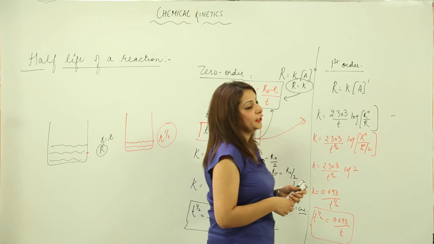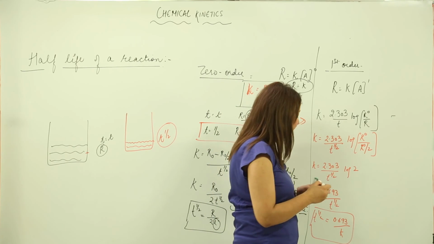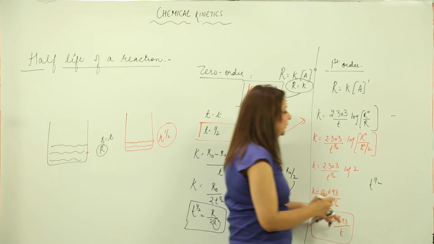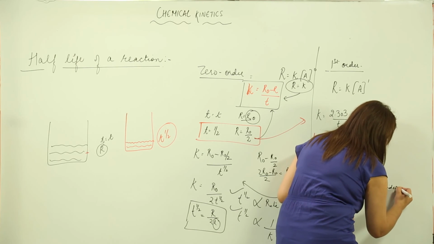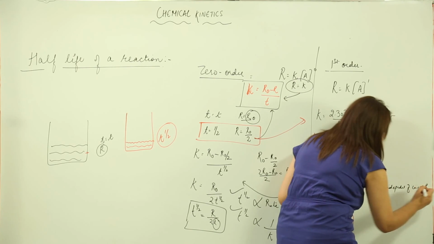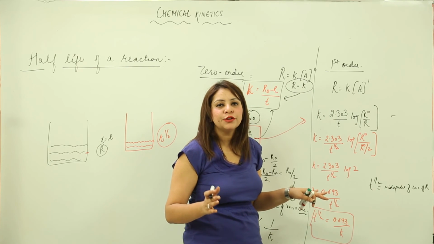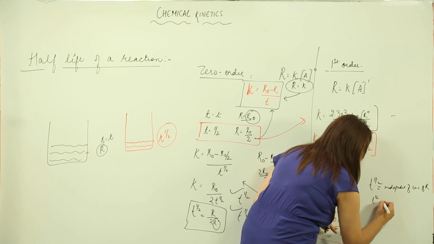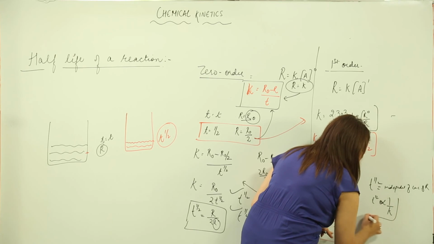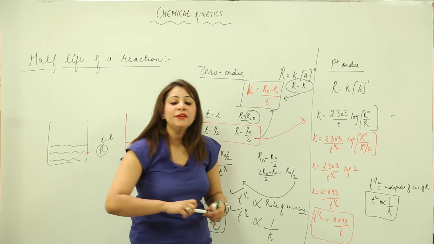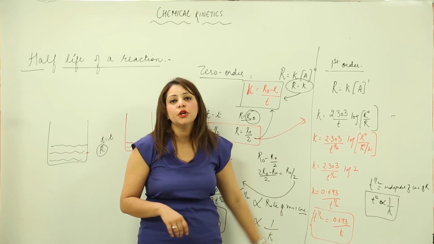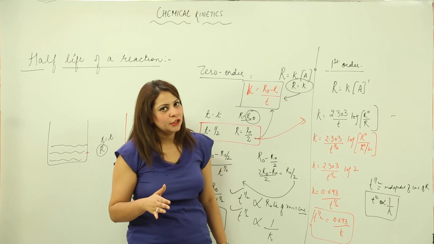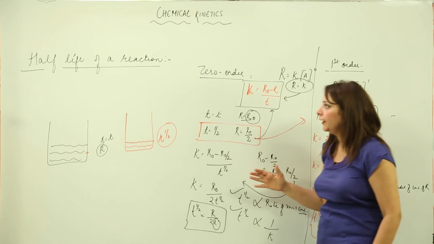And when we talk about first order, on what factors does T half depend? We don't get any R in the expression, so T half is independent of the concentration of the reactant. If you increase the concentration or decrease the temperature, T half remains unaffected, but it is inversely proportional to the rate constant. So there is only one factor on which the half-life period for a first order reaction depends, and that is that it is inversely proportional to the rate constant. So this is the expression for 0 order and first order.